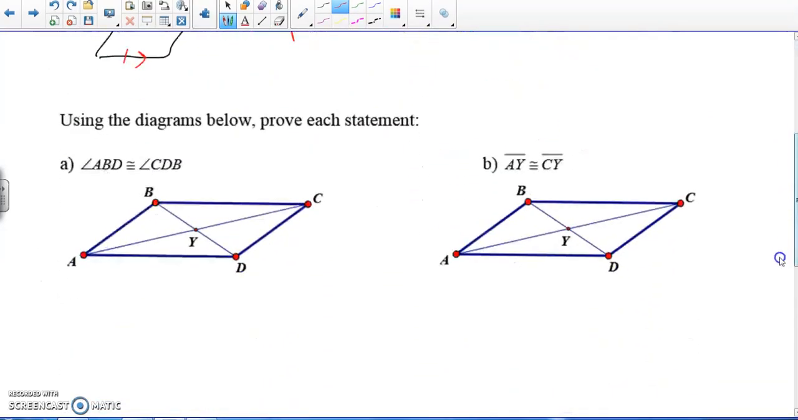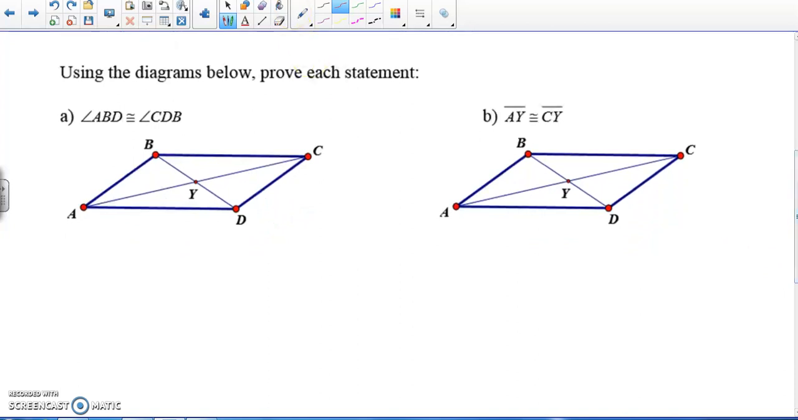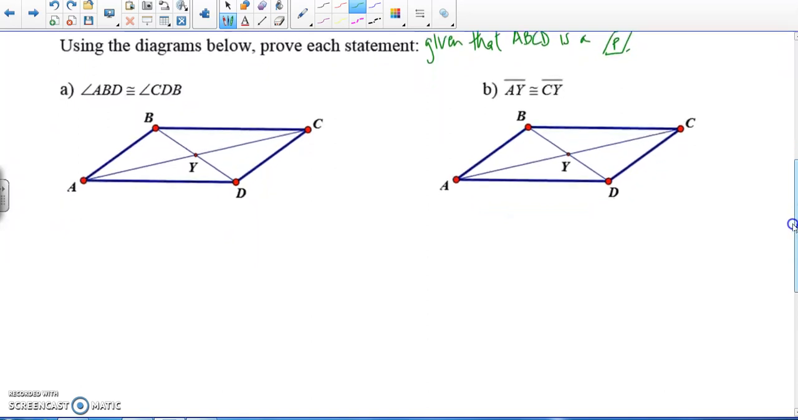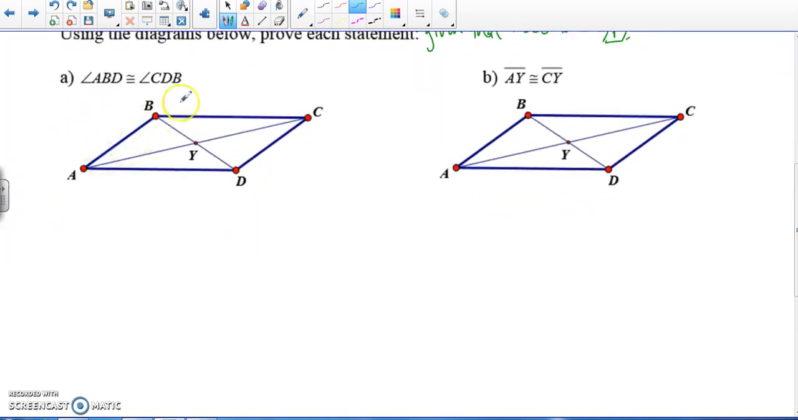All right. Now, I forgot to write something in the questionnaire. Using the diagrams, we'll prove each statement given that ABCD is a parallelogram. So we have to first know that these shapes are parallelograms. Okay, so I'm going to do these like paragraph proofs. So if you want to do your statement and reason thing, that's totally fine. I'm just going to save space and talk about what I'm doing.